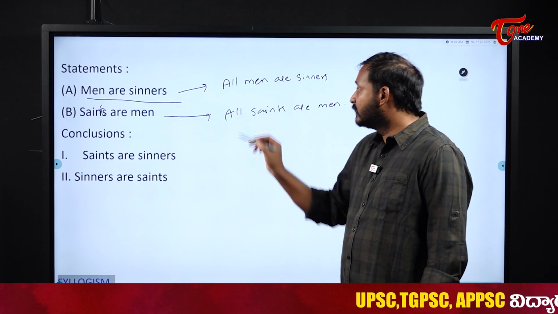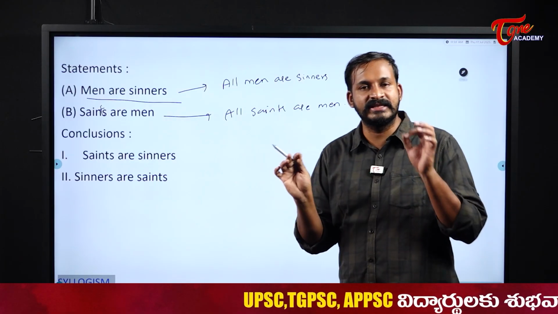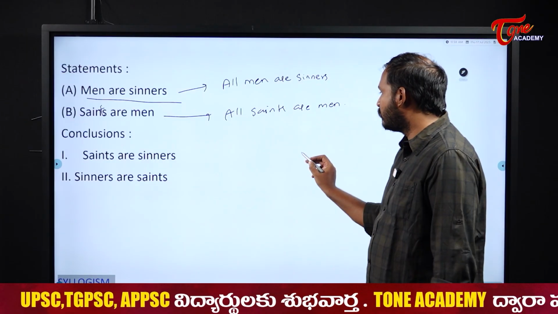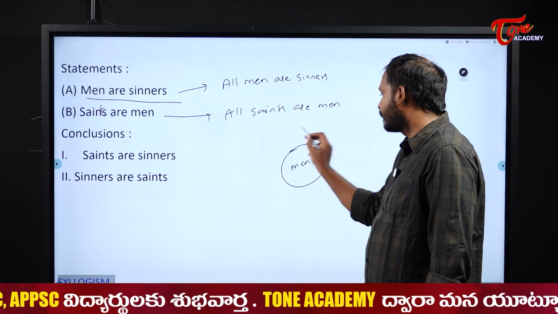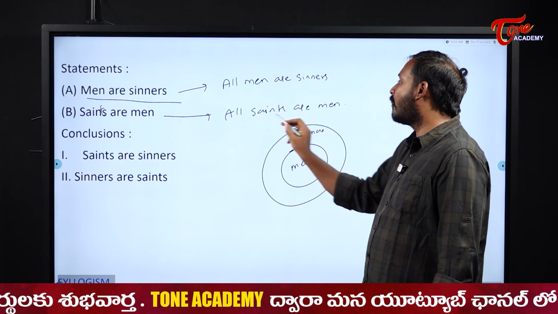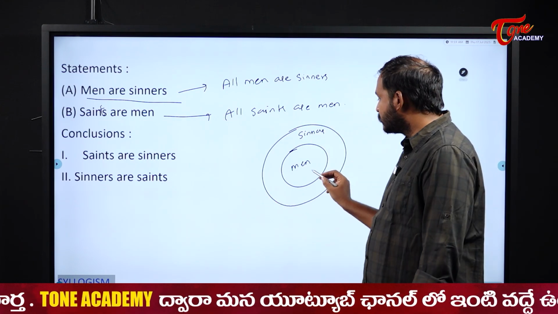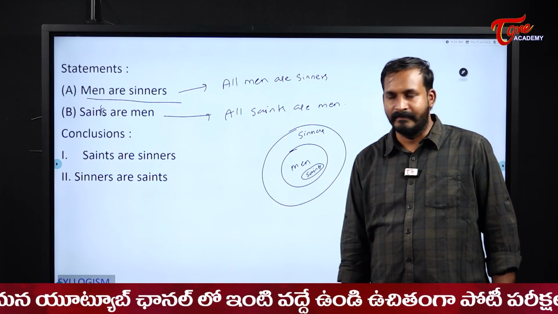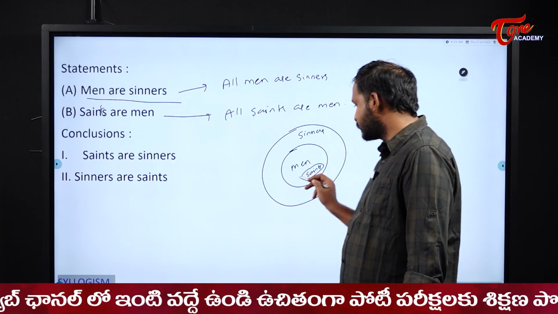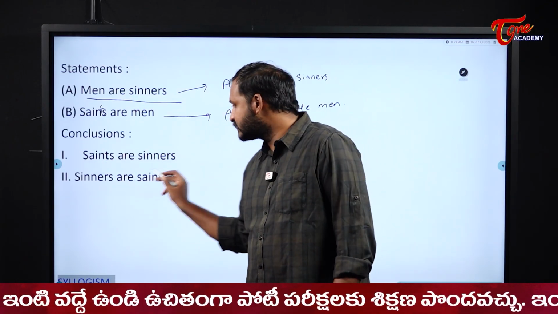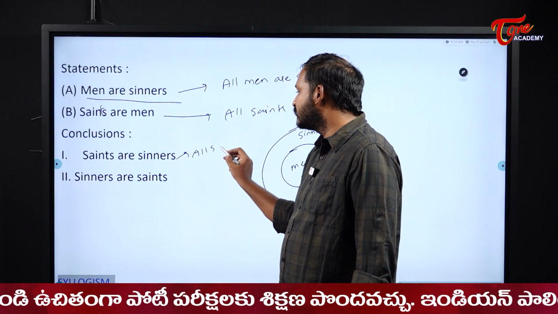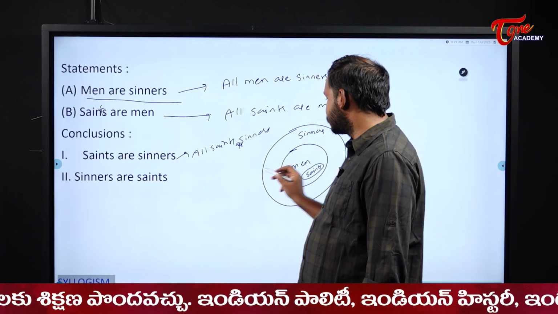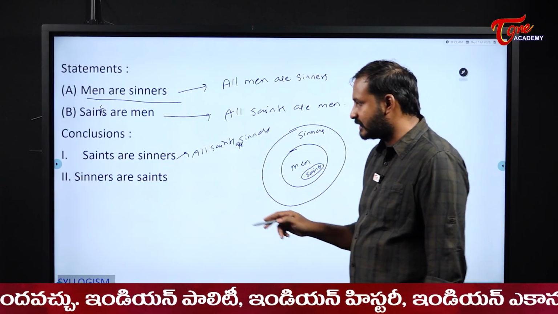Now, first statement. All men are sinners, right? Men are sinners means the meaning of that is all men are sinners. Understood? Now see here, all men are sinners. Next, all saints are men, right? So saints completely come inside men. Now see here, saints are sinners. Here also you should consider this as all saints are sinners. Is this correct or wrong? All saints are sinners. Yes, all saints are inside sinners. Yes sir, that is correct.